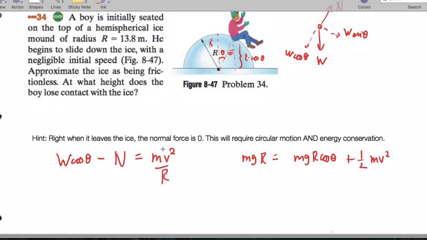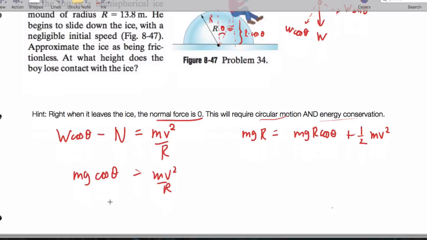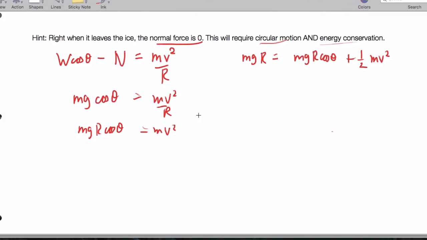Now, right when the kid leaves the ice, the normal force is 0, and we've written our circular motion or energy conservation equations, so we can say mg cosine theta equals mv squared over r. And let's do a little bit of isolation here. I'm going to isolate the expression 1/2 mv squared. I'm just going to note that mgr times the cosine of theta equals mv squared. And this actually allows me to do a nice substitution in for my kinetic energy.